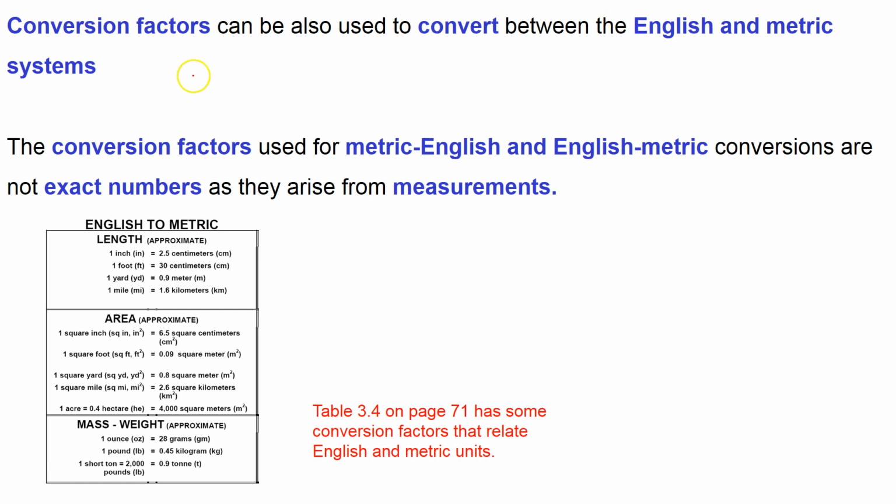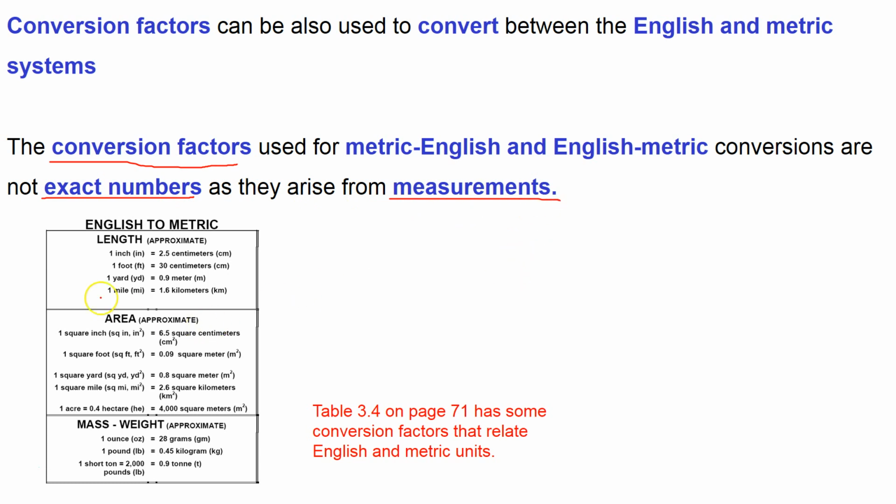So we've looked at conversions between different units within the metric system, and we looked at conversions between different units within the English system. It's also possible to convert between English and metric and vice versa. Now, it is important to realize that these conversion factors that we're going to use for doing these conversions between metric and English are not exact numbers, because they're not based on unit definitions, they're based on measurements.